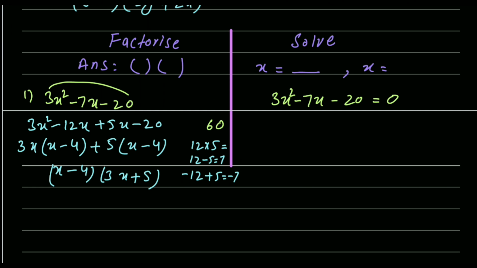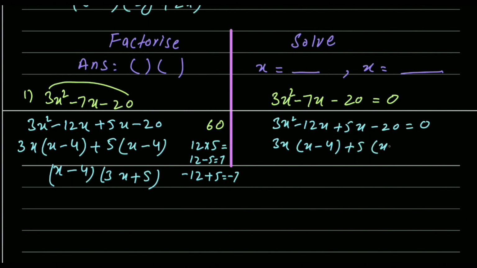But what about a solve question? If the same question is given to you and they're asking to solve that question, and is equal to 0 is also given to you in that question, like an equation is given to you. So what you have to do here, you will factorize with the same method. 3x square minus 12x plus 5x minus 20 is equal to 0, and you will solve it with the same method, but you will write is equal to 0 in every step.